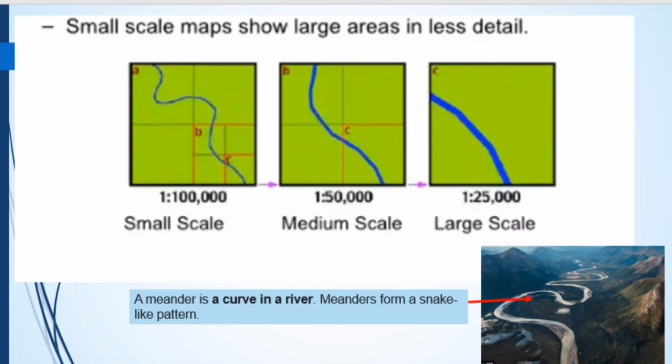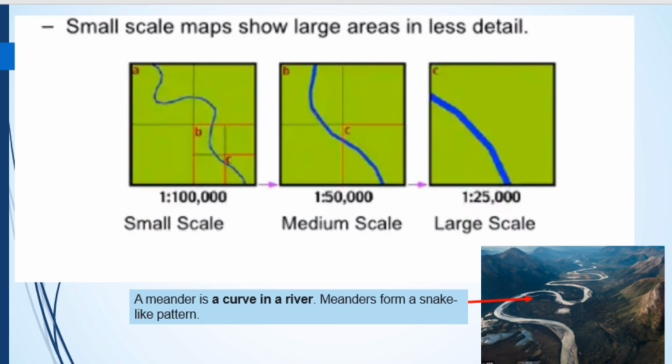By looking at this line, you will be able to identify why we use different types of scales. So in the first map, they use a 1 to 100,000 scale, which is a small scale. By looking at this map, you will be able to identify it as a meander. Meander means a curve in a river.